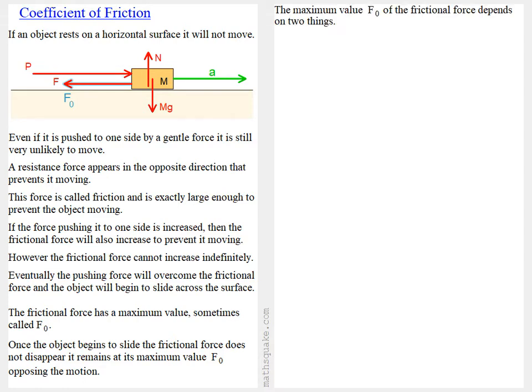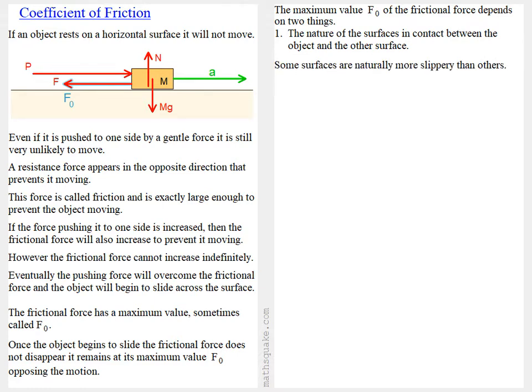The maximum value F0 of the frictional force depends on two things. The first is the nature of the two surfaces in contact, the object and the other surface. Some surfaces are naturally more slippery than others. Ice, for example, is very slippery, whereas rubber is not. The other thing that affects the maximum friction between two bodies is the size of the contact force between them. In other words, how hard they're being pushed together.